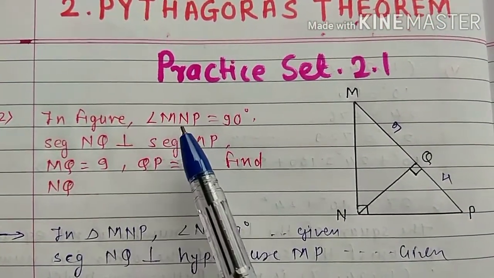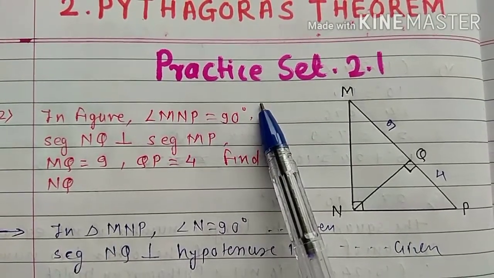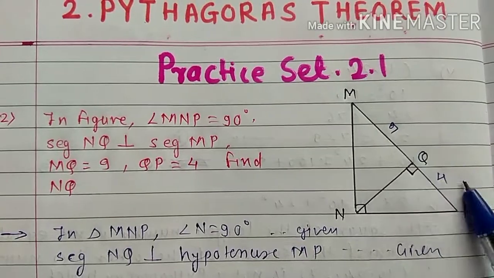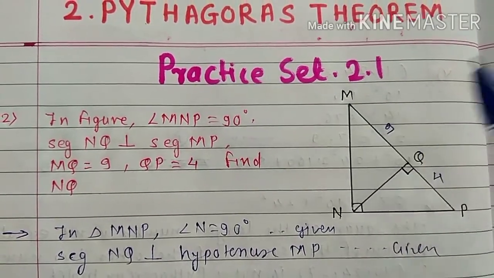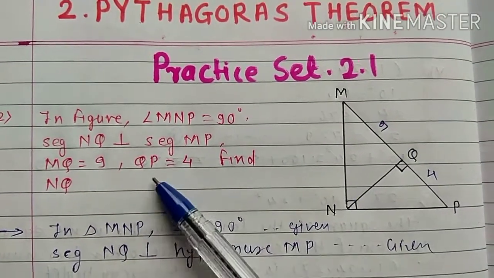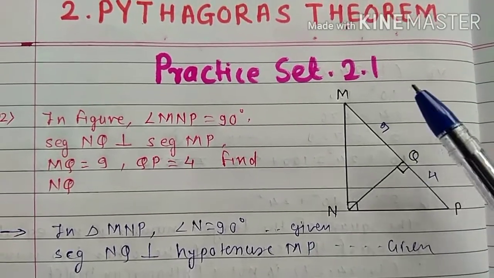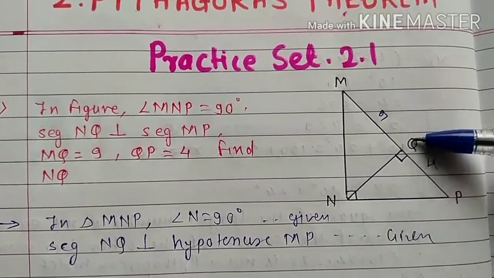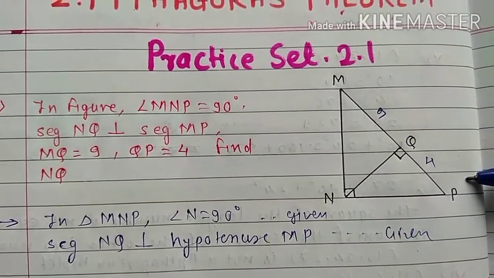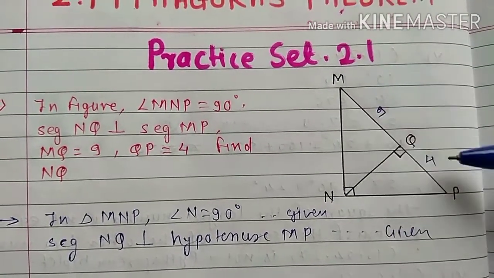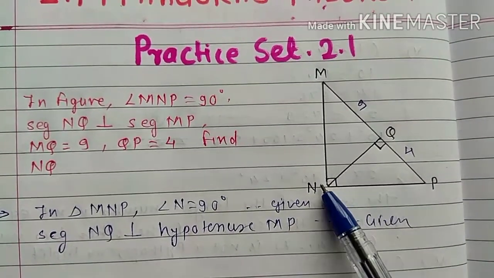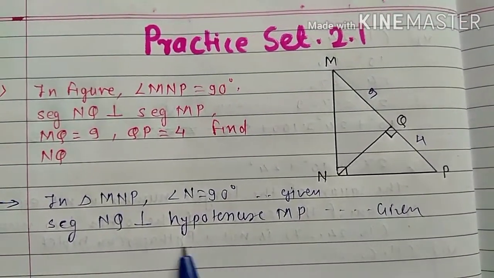In the figure, angle MNP is equal to 90 degrees. Seg NQ is perpendicular to seg MP. MQ is equal to 9, QP is equal to 4. Find NQ. See here, in triangle MNP, NQ is perpendicular to MP. So we have to find NQ.